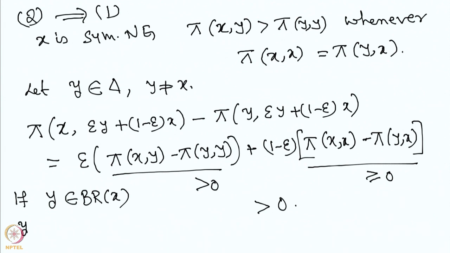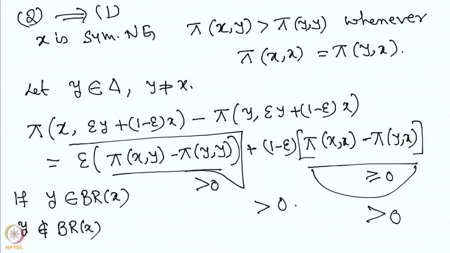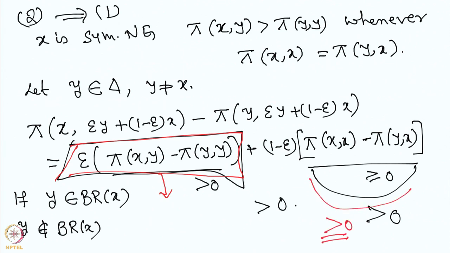Now let us take y not a best response. If y is not a best response, then first thing is that this is going to be strictly greater than 0, and we have no idea what happens to this. So this can be anything, negative, positive, whatever it is. But the important thing is that as epsilon becomes smaller and smaller, this particular term, the term in the red box, goes to 0, whereas this term is strictly greater than 0. Therefore, for sufficiently small epsilon, this entire sum will be strictly greater than 0. Therefore, for any y, there is always some epsilon bar such that for all epsilon less than epsilon bar, this term is going to be greater than 0. That proves 2 implies 1. So therefore, this is done.